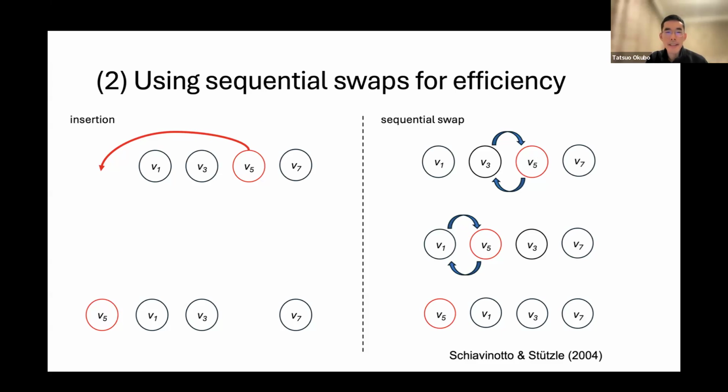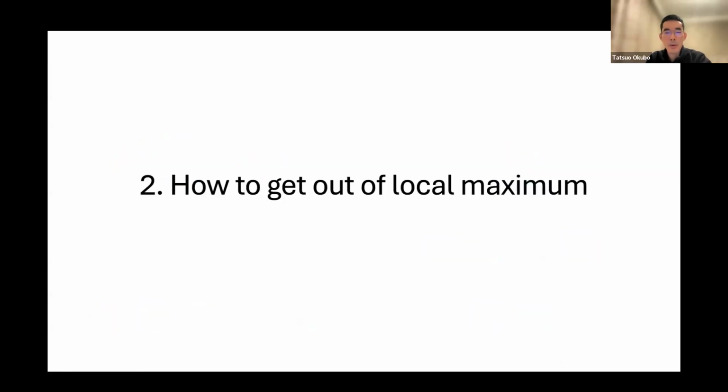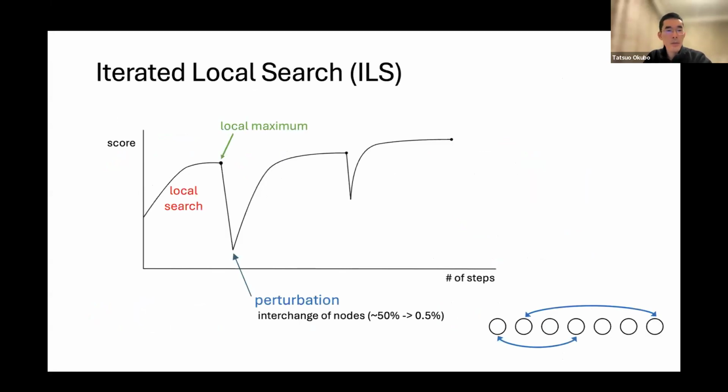So it's very easy to get stuck in local maxima. So the next question is, what do we do once we reach a local maximum? We did a pretty simple iterated local search. We keep on doing the local search until we reach a local maximum. Once we reach a local maximum, we add perturbation to this solution. In our case, the perturbation was just random interchange of nodes. And exactly what fraction of nodes we interchanged was an important hyperparameter that we had to manually tune.